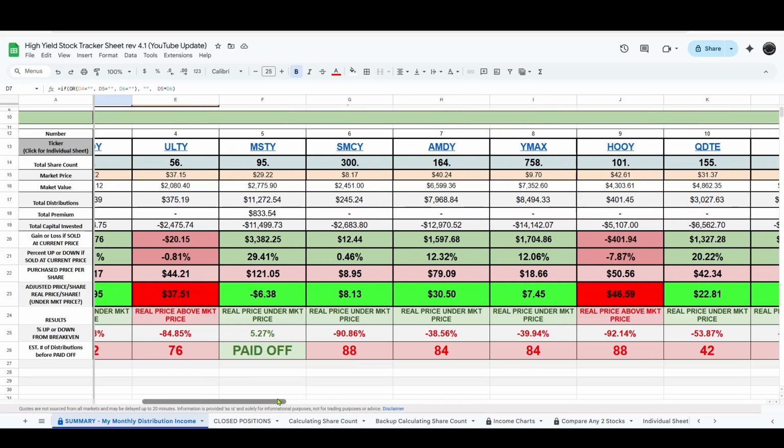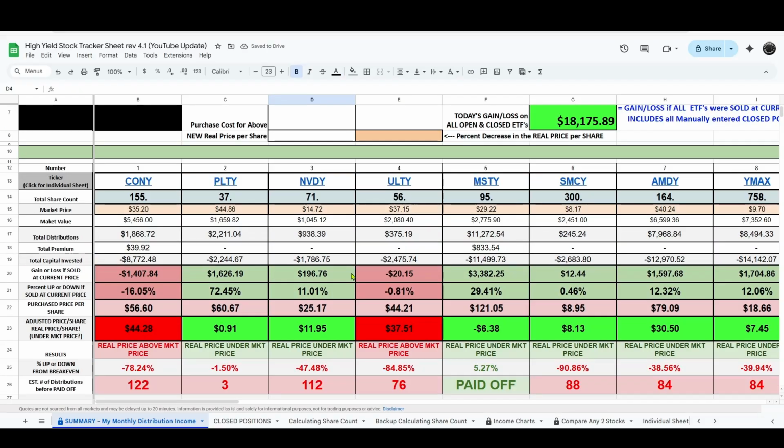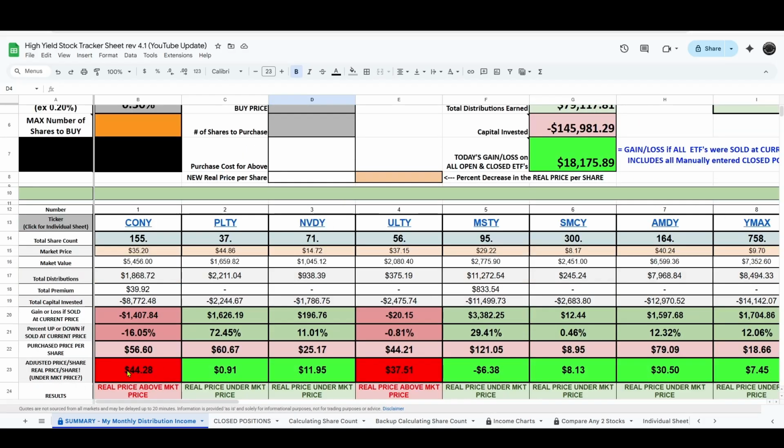Now, we did get our announcements for the YMAX ETFs for Group 1 and Group 2. So I'll be able to update my ETFs and add in those distributions, and I'll do that this weekend to see where that puts me as far as my real price per share. I'll also enter in those purchases for CONY and HOOY. Until I do that, we could just punch it right here on my calculator and find out what that purchase is going to change my real price per share to.